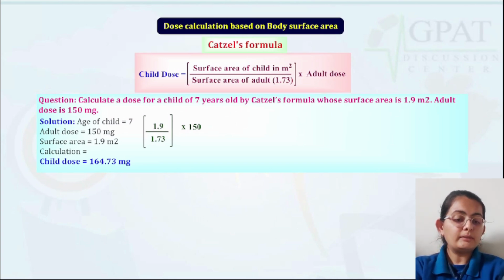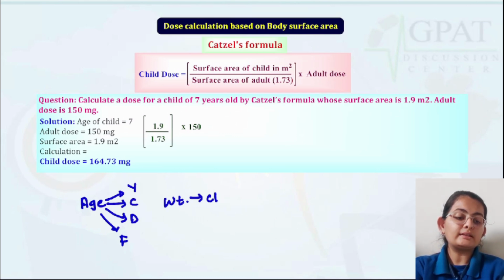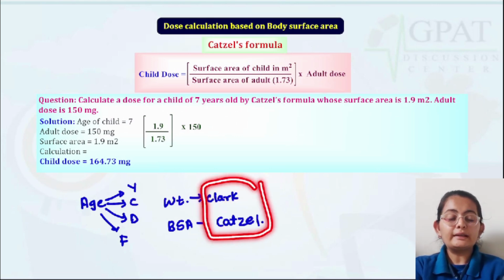So this way we have done based on age. Based on age we have Young's formula, Cowling's formula, Dilling's formula, and for infants Fried's formula. This is all we have seen. Next, about the weight. Based on weight, we only have one formula, that is Clark's formula. Then based on the body surface area, we have the Hetzel formula. Many people get confused whether the Clark formula is for the body surface area, because both of them start with C. So you might get confused between them.